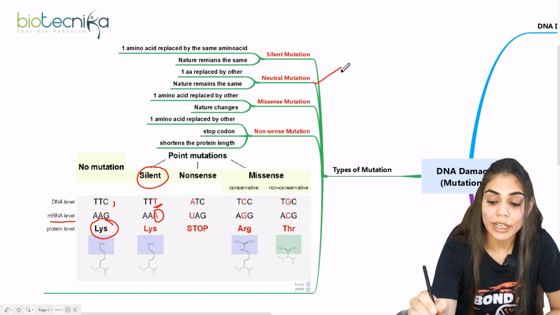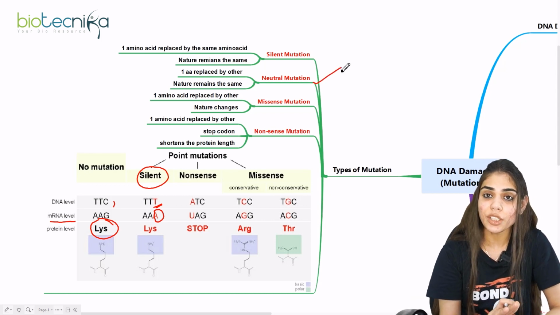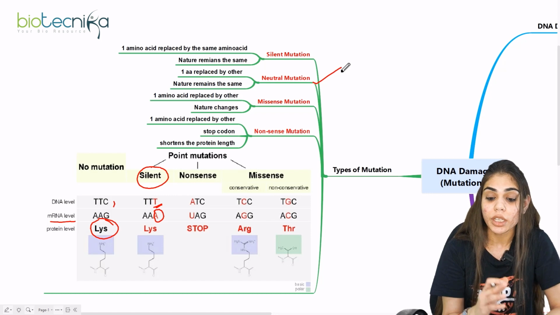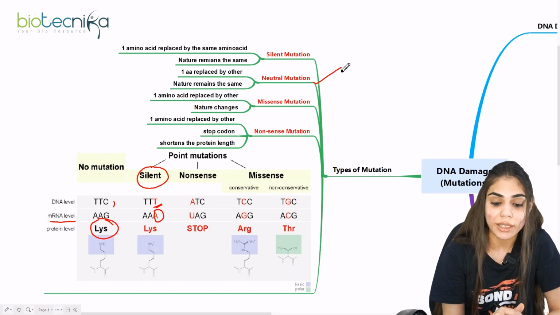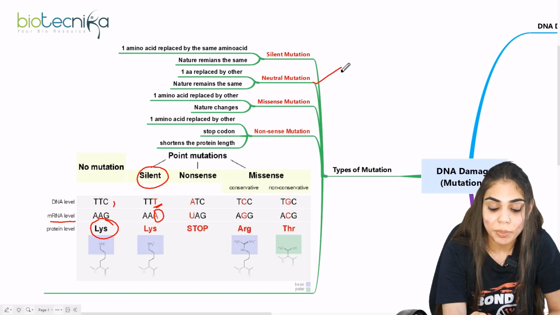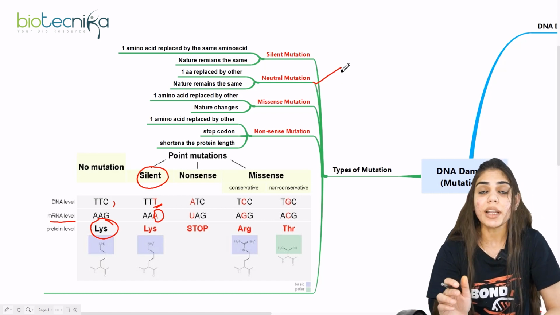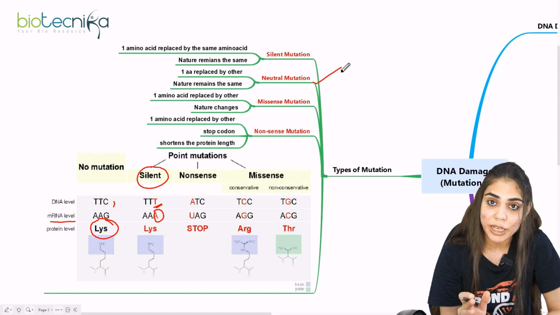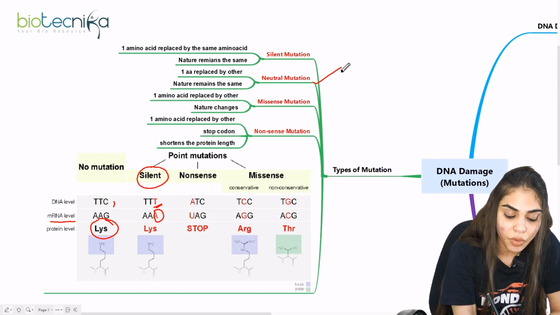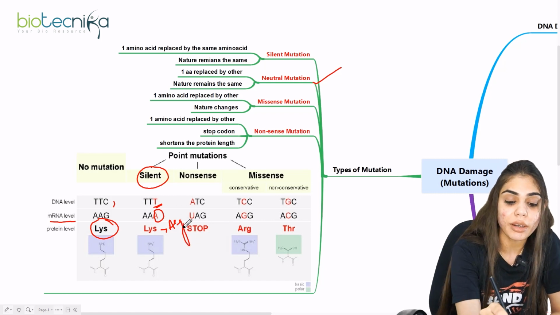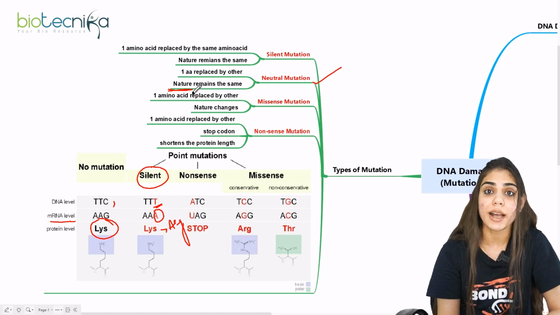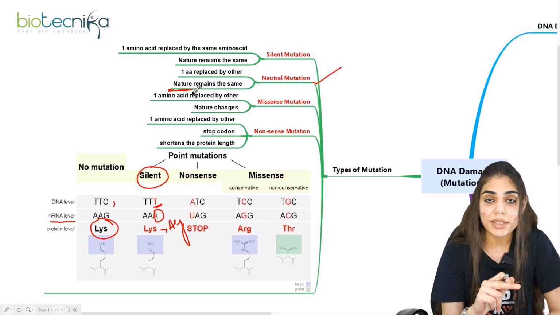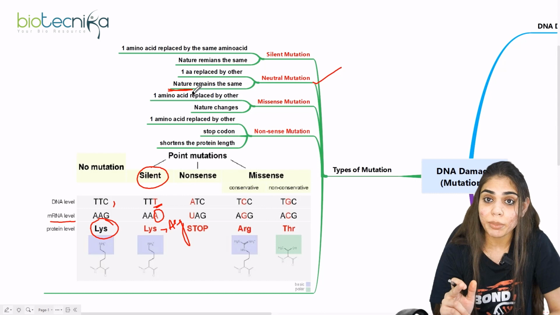What about silent mutation? So silent we have seen. What about neutral mutation? Neutral mutation means a change has occurred, but that was neutral in the DNA. One amino acid is replaced by another. So in neutral mutation, one amino acid will be replaced by another. Suppose here lysine is forming, so in place of lysine, arginine will be formed, but the nature remains the same. Why? Because this arginine is again a basic amino acid. So the amino acid will be different, but the nature will be the same.